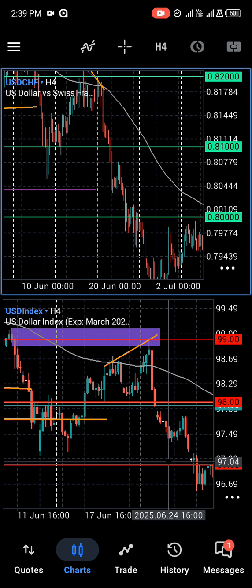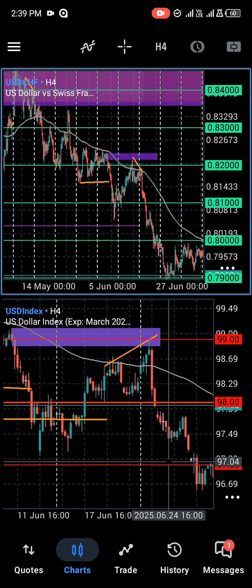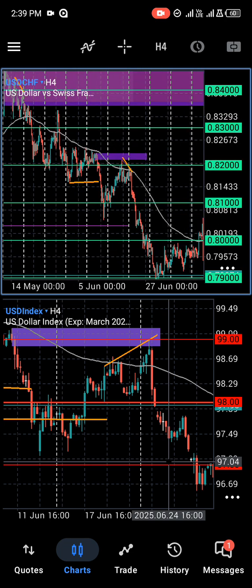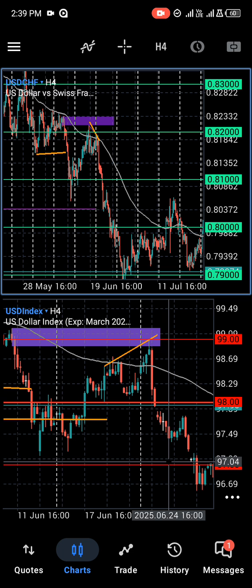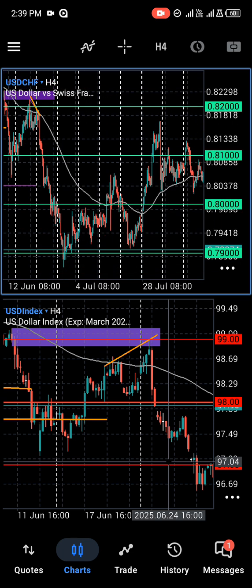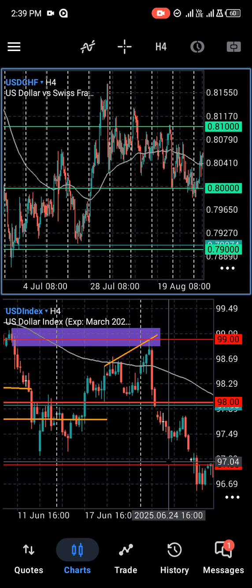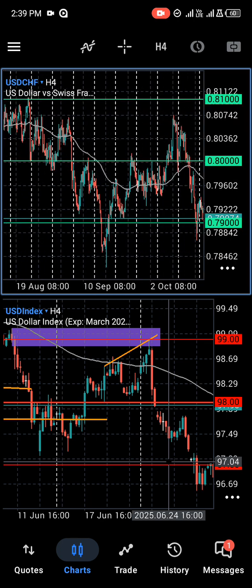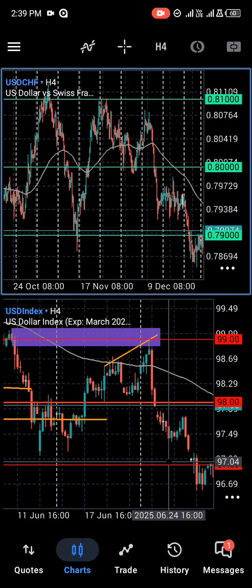So that's how I use psychological levels as confluence, and also the DXY for my divergence, and to tell me the weakness and the strength of the dollar. So that's it. You can use it in any way. You'll see the same thing will repeat itself again and again.